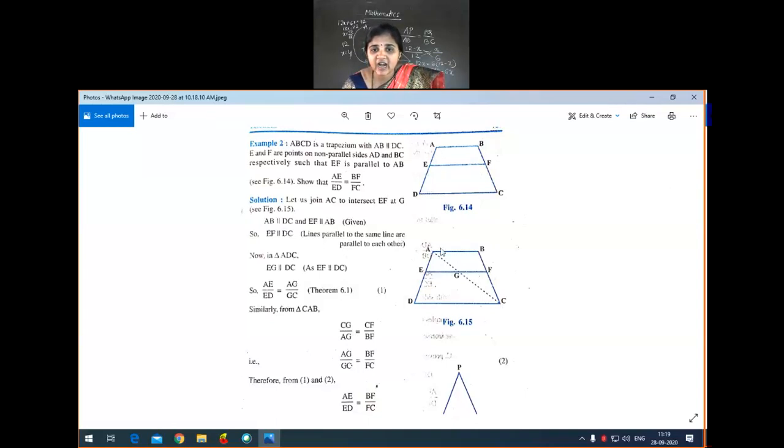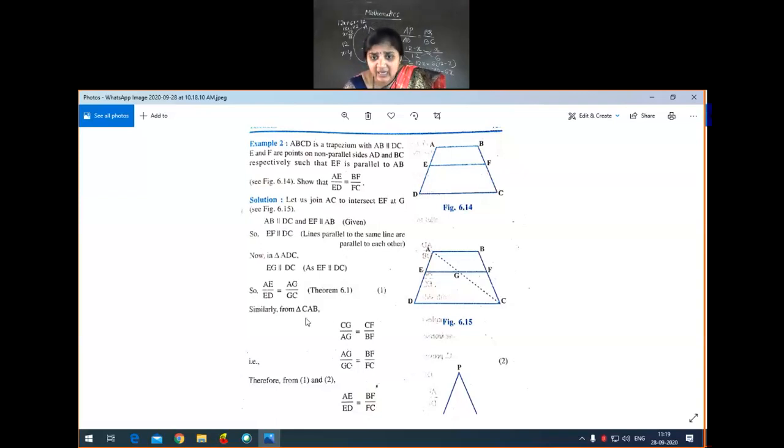Now in triangle ADC, the first triangle, are you observing the first triangle here? In triangle ADC, EG is parallel to DC, because G is a point on EF. If EF is parallel to DC, then EG is also parallel to DC. Now ADC is one triangle and EG is parallel to DC. Can you apply Thales theorem here? That is AE divided by ED equals AG divided by GC. Theorem 6.1. Don't write theorem 6.1; there you have to write Thales theorem or BPT theorem. Call this equation number 1.